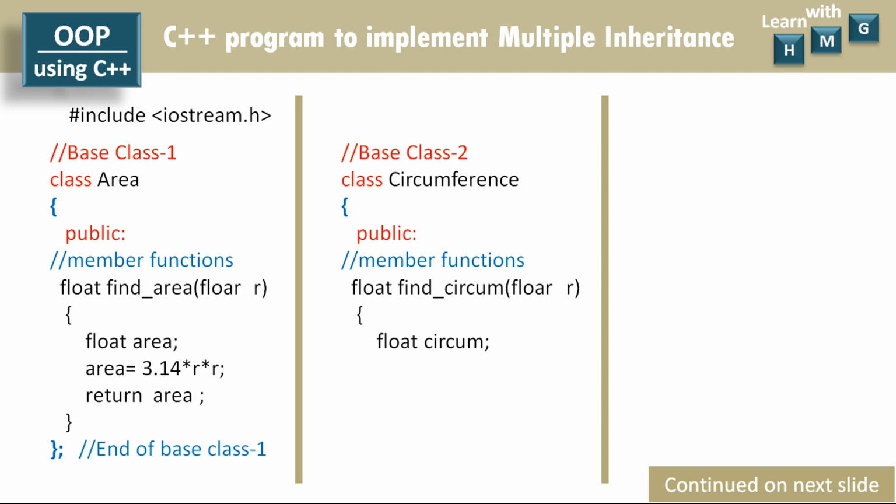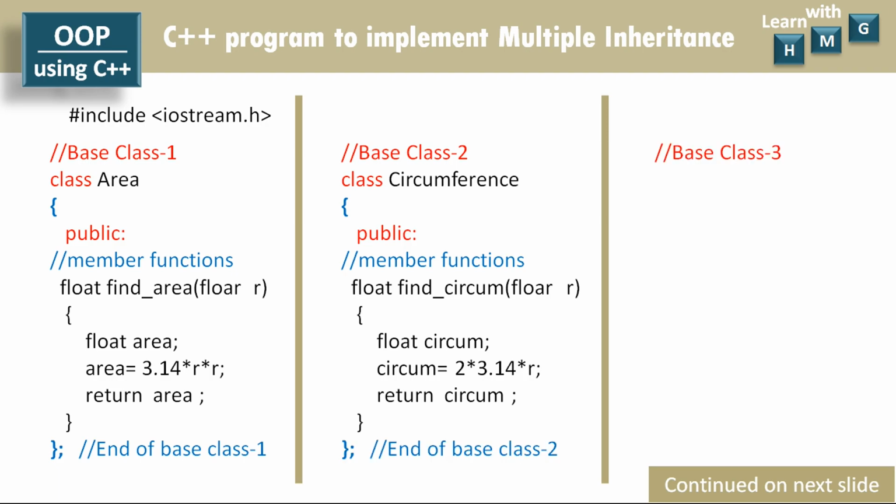So circum is the variable which is used in this particular function. So circum is equal to 2 pi r, that is 2 into 3.14 into r, and let us return the value of circum. So like this find circum function will accept r as a radius of circle and will return circum as a circumference of a circle.